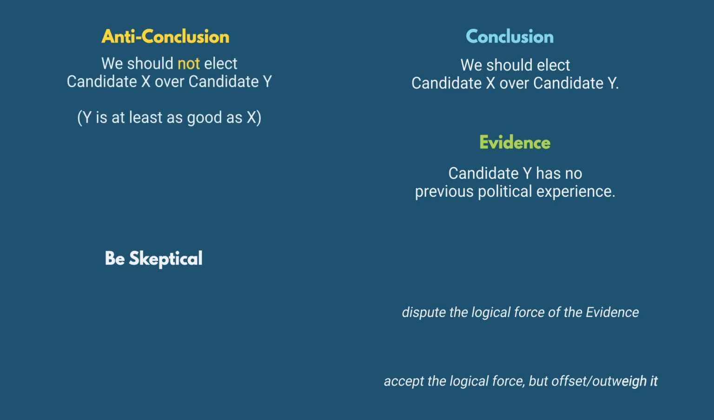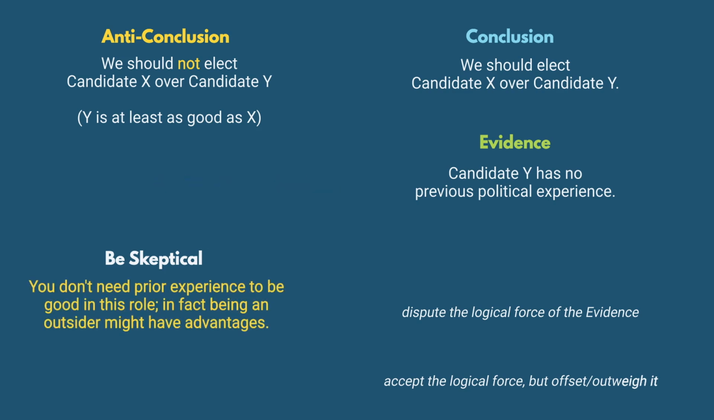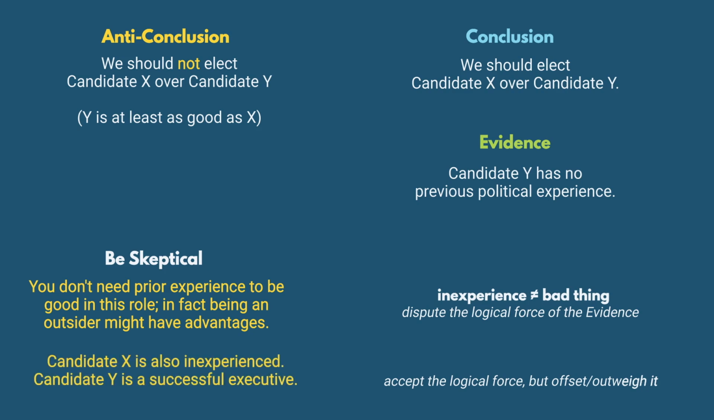The other lawyer would have to argue that we shouldn't elect X. You know, Y is at least as good. How would we respond to this evidence? We might just say, you don't need prior experience to be good in this role. We're disputing the logical force. Inexperience isn't a bad thing. Or we might say, yes, it is bad, but X is also inexperienced, and at least Y is a successful CEO. So here we're accepting that inexperience is bad, but offsetting it with other considerations.